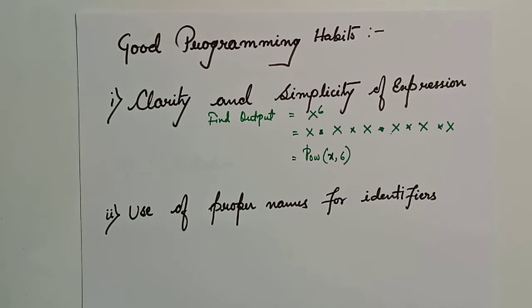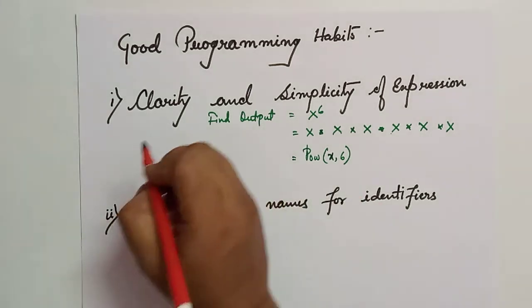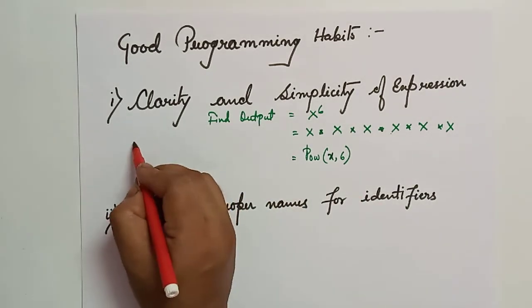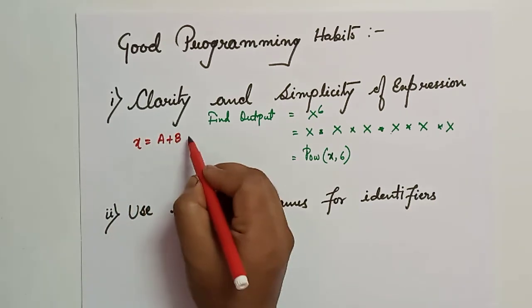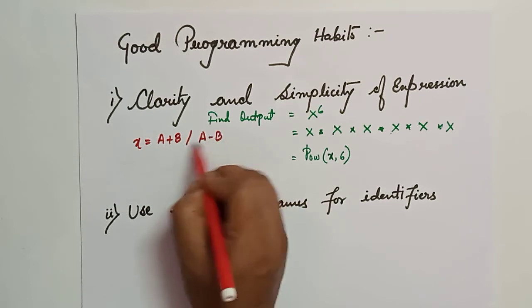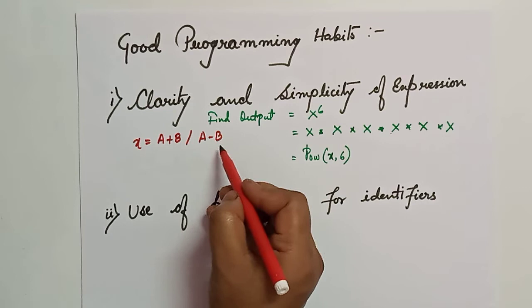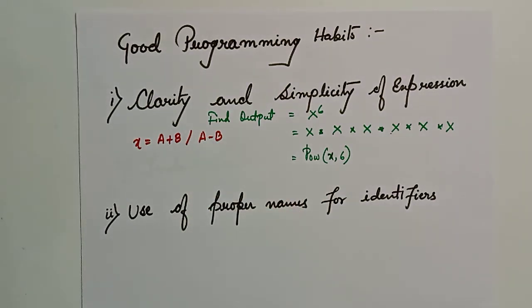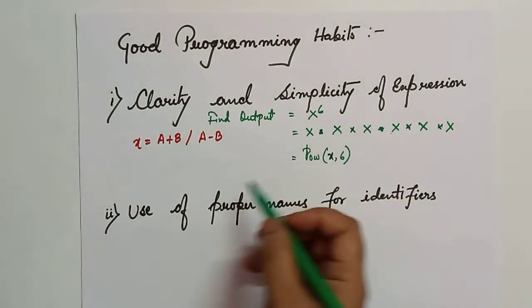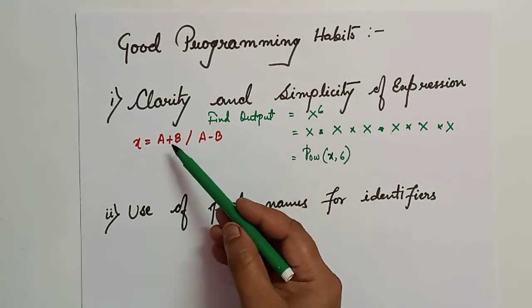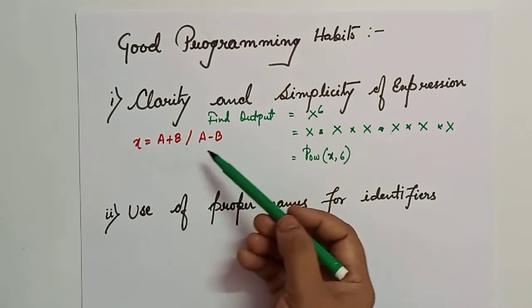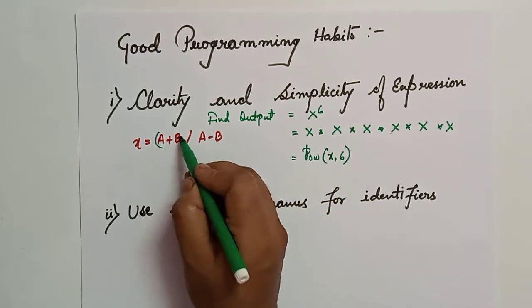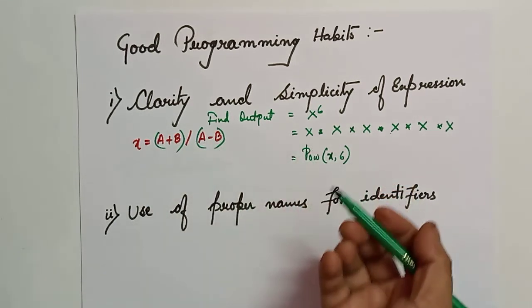Now let's say I want to write x equals a plus b divided by a minus b. So over here, since it's a complex expression, it is not simple. So if I apply the brackets, it will be clear. If you see, this expression contains addition, division, then a subtraction also. Okay, so it is not at all clear. So for this, if I apply brackets, then it becomes simple and clear also.